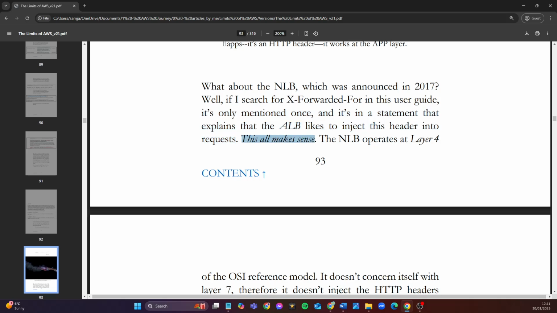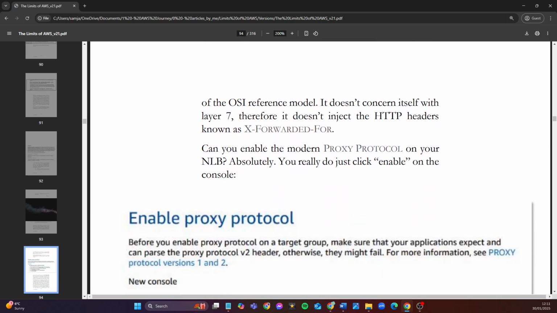This all makes sense. The network load balancer, which is utterly unimpressive and reliably unreachable, operates at layer 4 of the OSI reference model. It doesn't concern itself with layer 7, therefore it doesn't inject the HTTP headers known as X forwarded for.